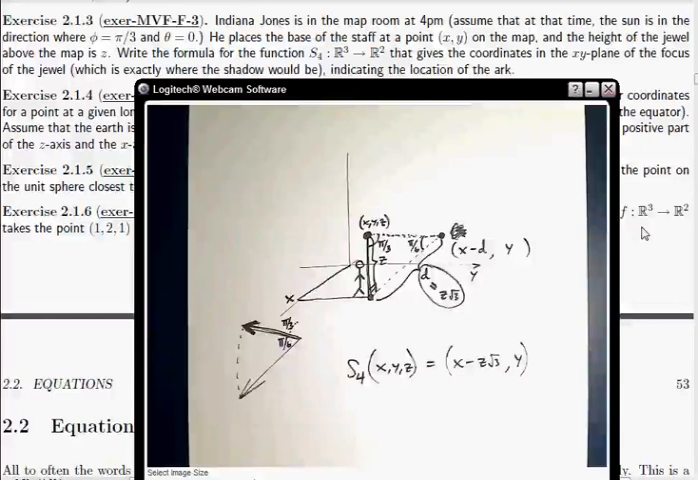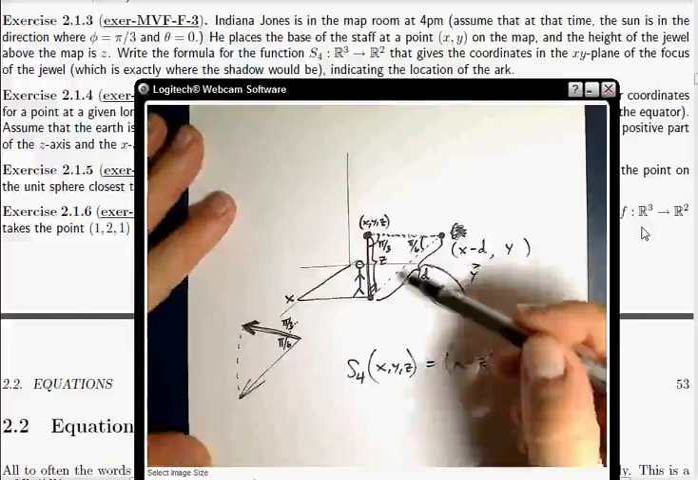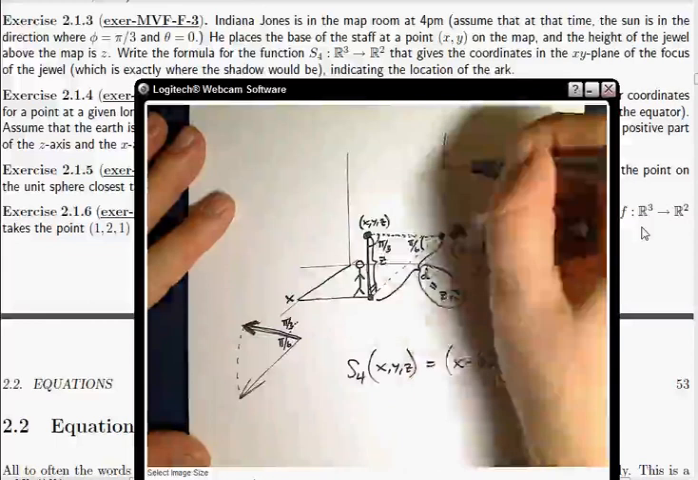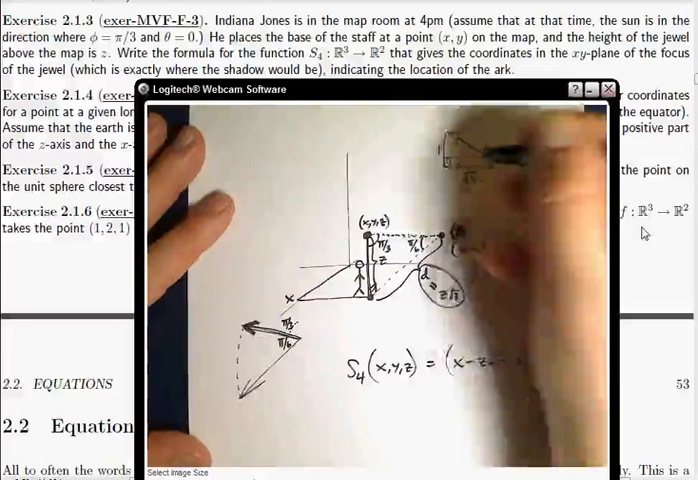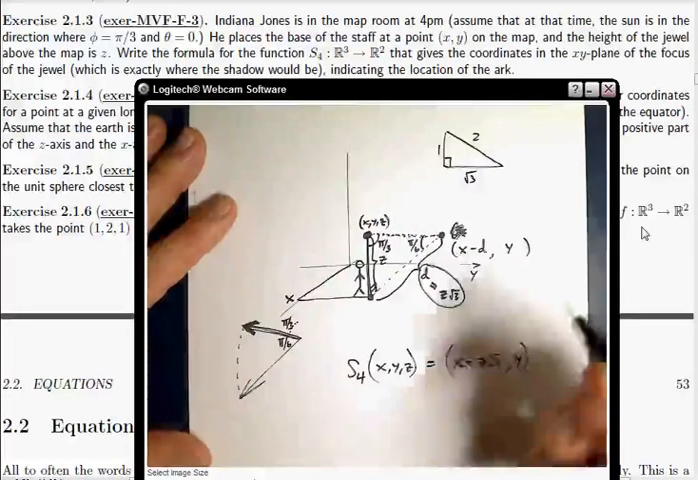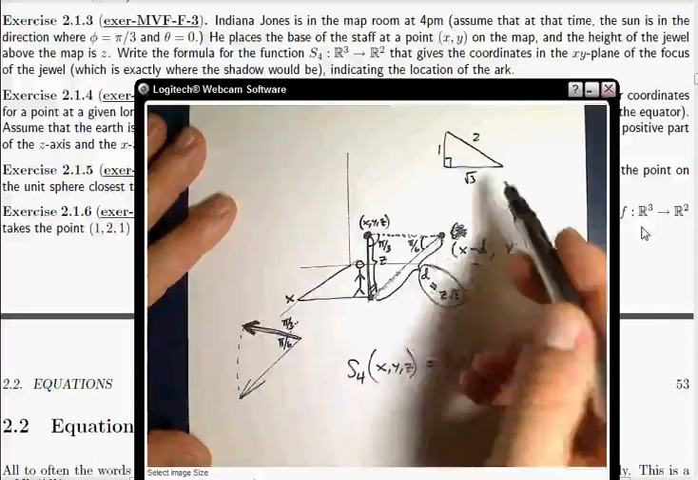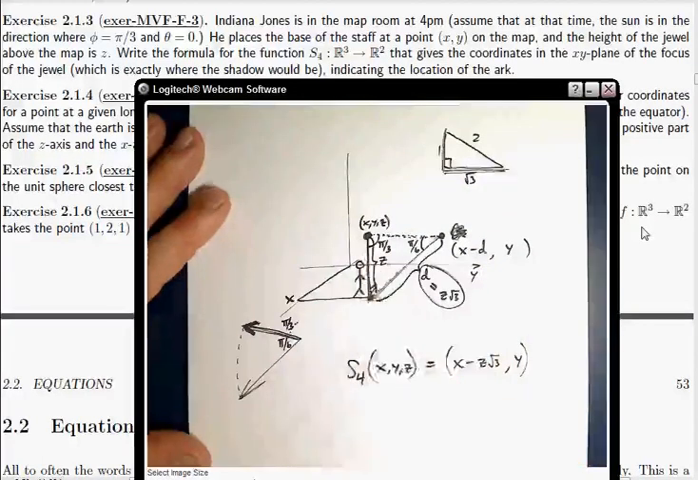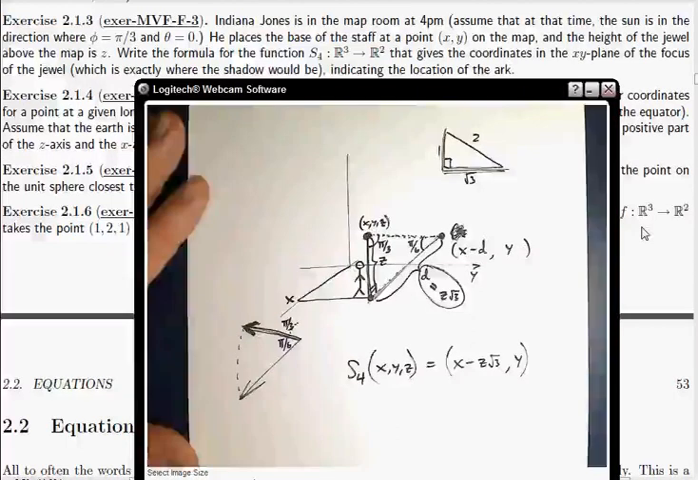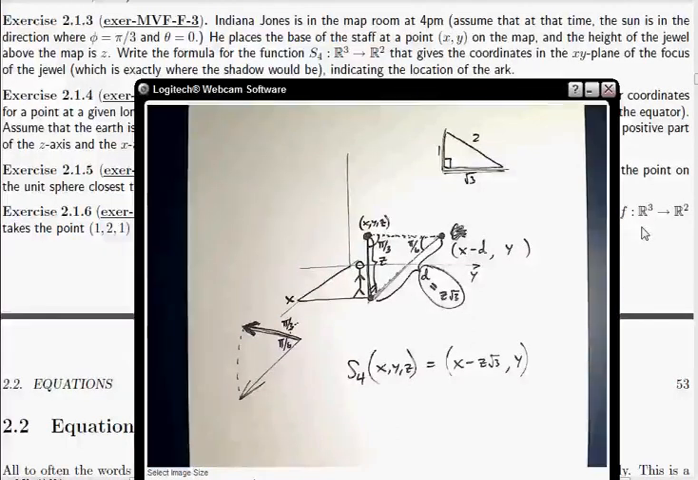Anybody else? How did you get the? Oh, okay, yeah. So I claim that this triangle here is what we call a 30, 60, 90 triangle. So the sides are in proportion like this: 2, 1, square root of 3. This is what a 30, 60, 90 triangle looks like. And so what that means is that this side, the D, is square root of 3 times that side, which is Z. Yeah. So similar triangles. Yep. Okay. Any other questions about this problem?